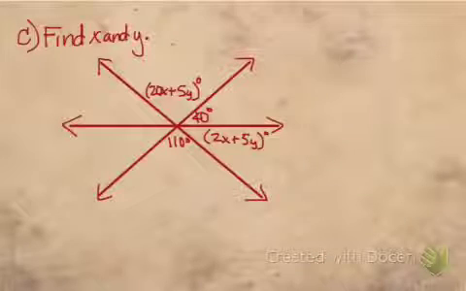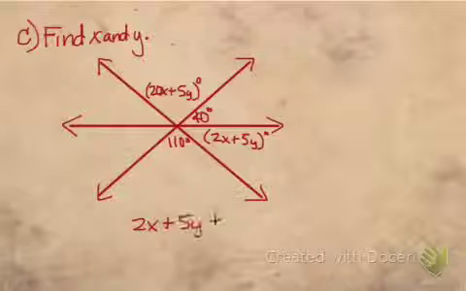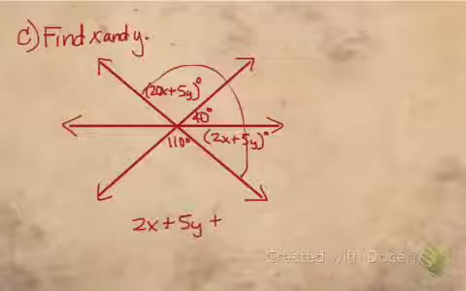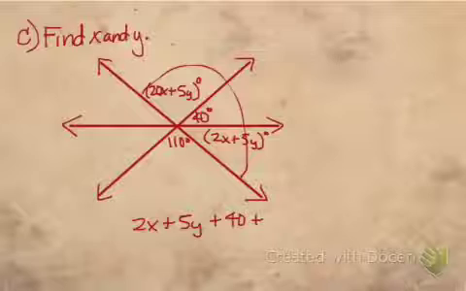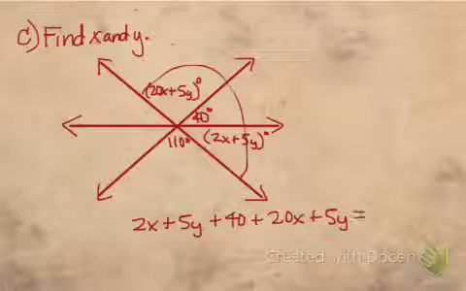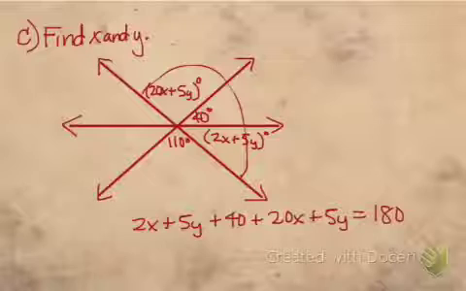Okay, find x and y. So this is two variables, so we're going to need two equations. I can see that all of these are on a straight angle. So when I add them all together, I get 180. So 2x plus 5y plus 40 plus 20x plus 5y is all going to equal 180.